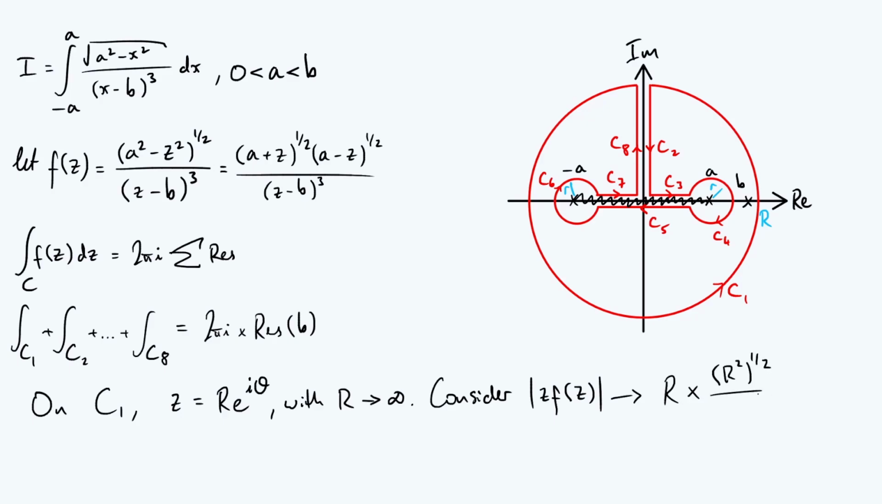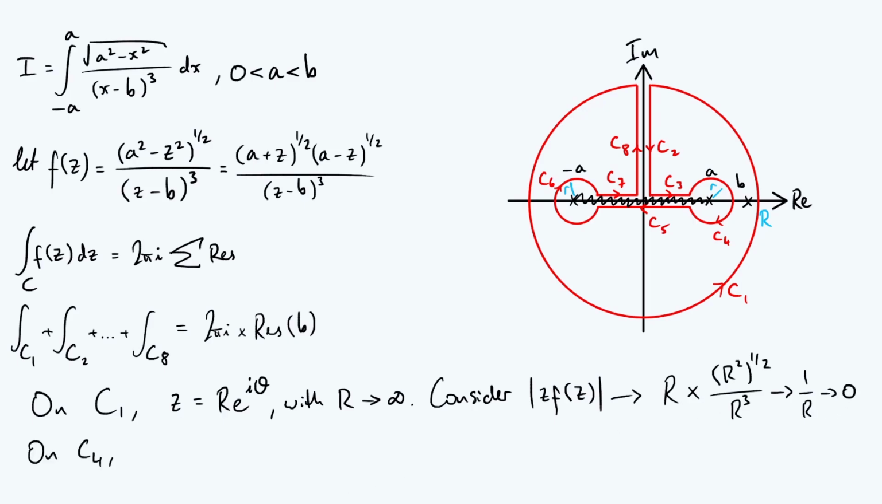On the denominator, by the same argument, you can ignore this b here. When z gets really huge in magnitude, the magnitude of z minus b cubed will be approximately just r cubed. And then when we expand out the brackets, we get r times r over r cubed, which overall is 1 over r, and that clearly tends to 0 as r goes to infinity.